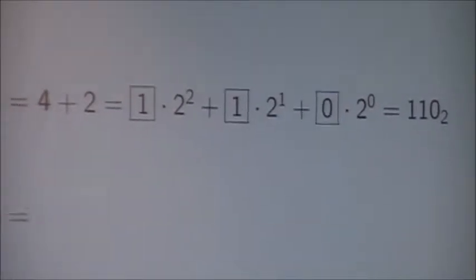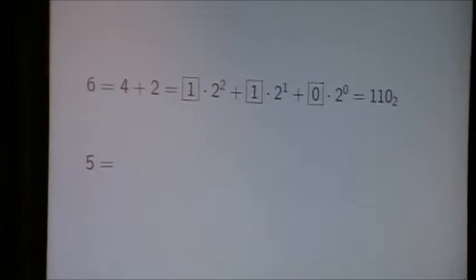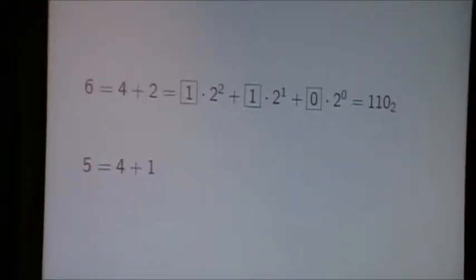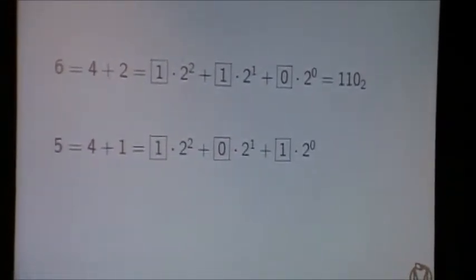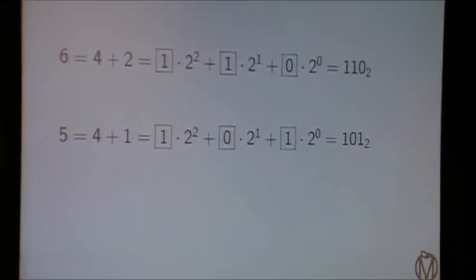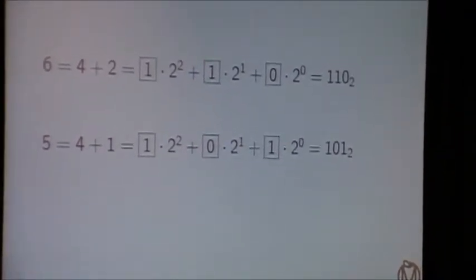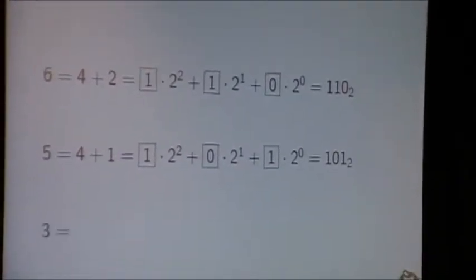How about 5? We'll look for the highest power of 2. That's a 4. There's 1 left over, which is a power of 2. And we can express it this way. And if we just take the 1s and the 0s, we get 1, 0, 1, and that's 5 in binary. So the magic trick works completely in binary.